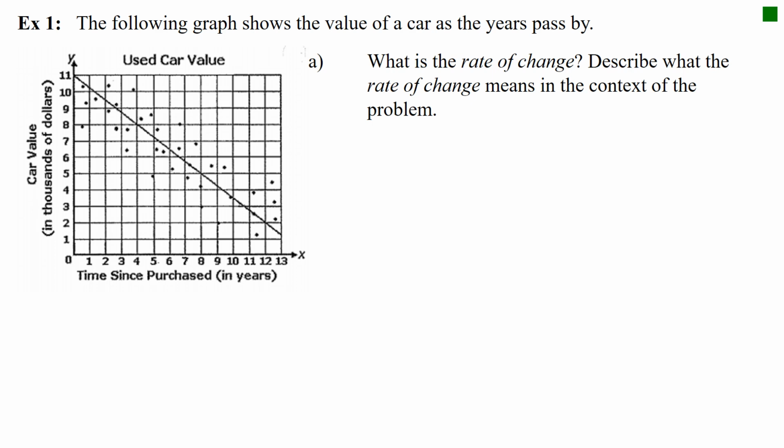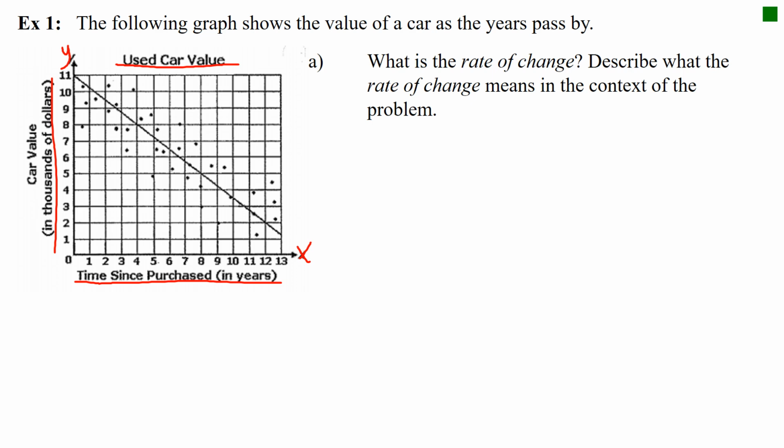Example 1. The following graph shows the value of a car as the years pass by. Before we start answering the questions, keep in mind the next few slides will still be example 1. I just wanted to make sure I had enough space to work with. Before we answer the questions, let's take a look at the graph and make sure we understand what's going on. First things first, the title: used car value. On the x-axis, we're looking at time purchased in years. Notice that it's going up by 1, the scale. And on the y-axis, we have car value in thousands of dollars. So when you see 1, 2, 3, 4, know that means thousands of dollars, right?